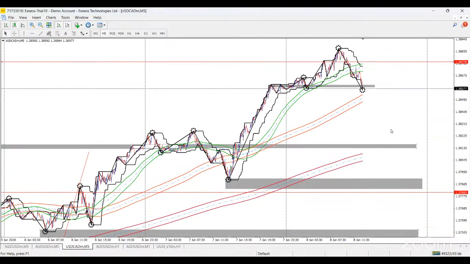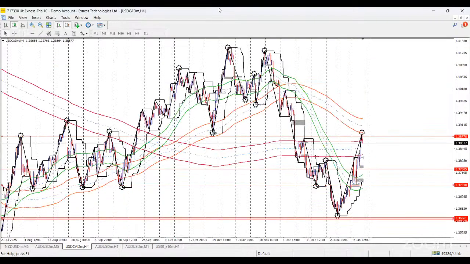Now looking at USD CAD, go to H4 again for the sake of those of us who were not here in the morning.